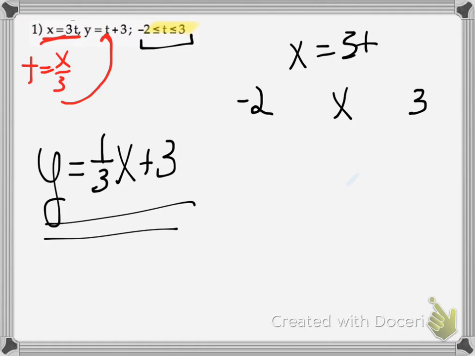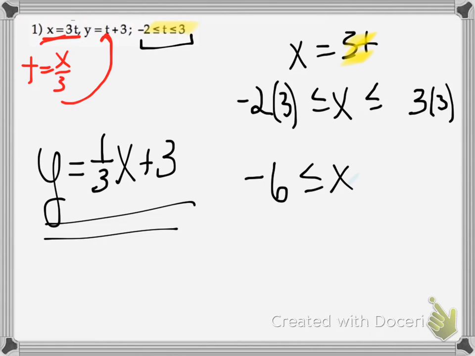So all you do to get that x in the middle is take the t's that you had. You had a -2 and you had a +3. Those were your original parameters. All you're going to do is multiply those two numbers by 3, and you got what you need. So -2 times 3 less than or equal to x less than or equal to 3 times 3. So your new restrictions are -6 less than or equal to x less than or equal to 9. Okay, so there's that one.